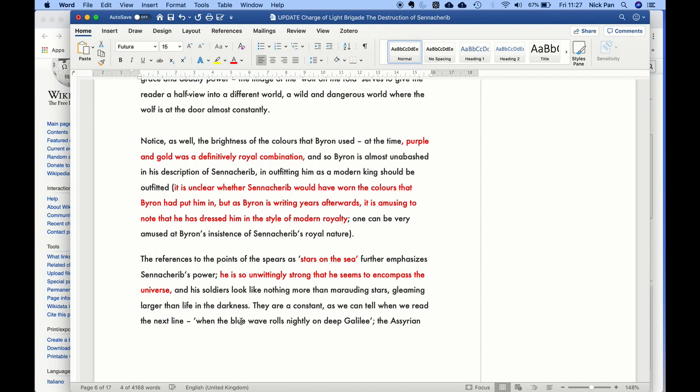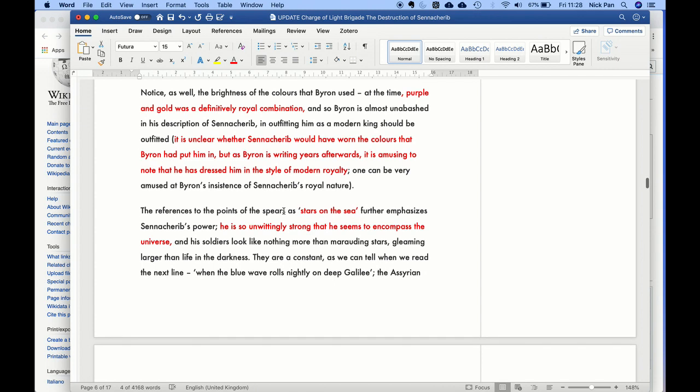And so Byron is almost unabashed in this description of Sennacherib. He's making him seem like a modern king, despite the fact that Sennacherib probably wouldn't have worn purple and gold because they don't have the same connotations. So it's unclear whether Sennacherib would have actually worn purple and gold.